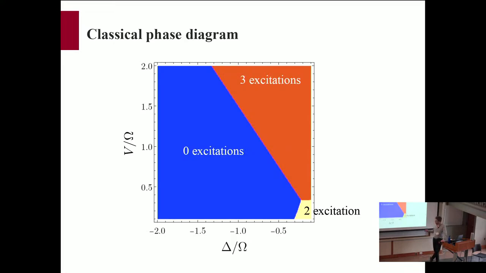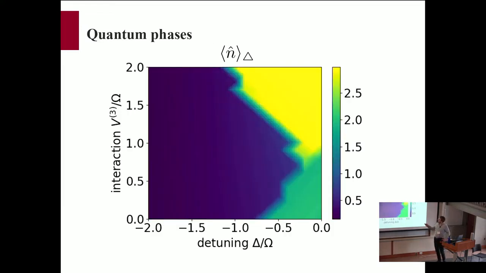As a function of the detuning and the three-body interaction V, what would be the ground state of the system? The first thing to look at is the classical phase diagram, where we neglect all the terms that do spin flips, and then you will see that there's a large section with no excitations. So all the atoms in the ground state. There are three excitations when the interaction basically wins, when the interaction makes it favorable for the atoms to be all excited, and then there's a small region with two excitations.